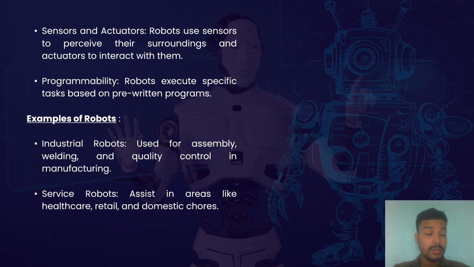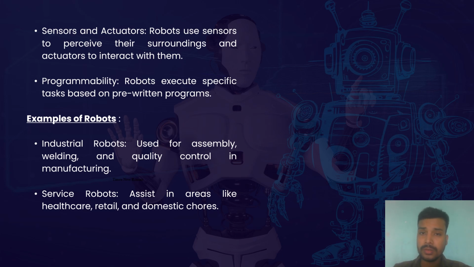Let's talk about examples of robots. We have already seen many kinds of robots. The device on which I am recording this whole presentation is also a kind of robotic device. Other examples of devices are industrial robots, service robots, etc.